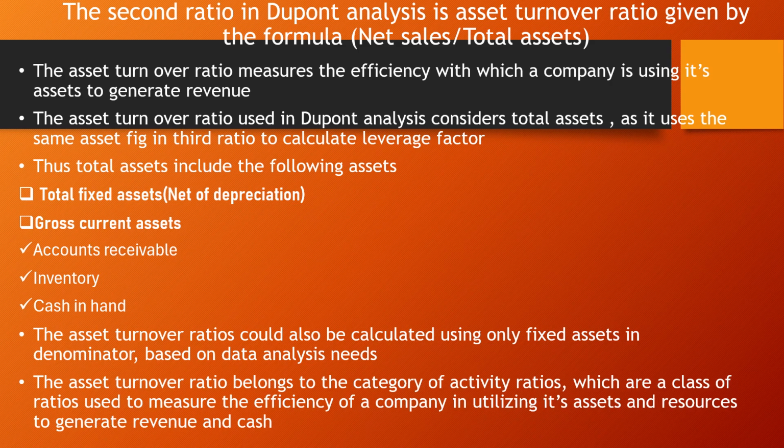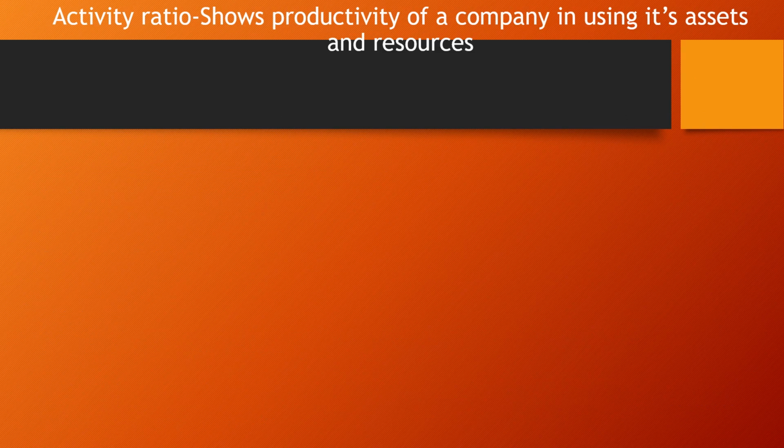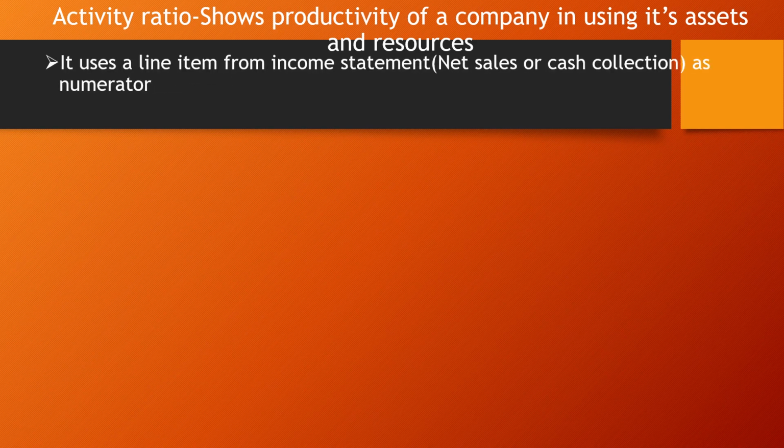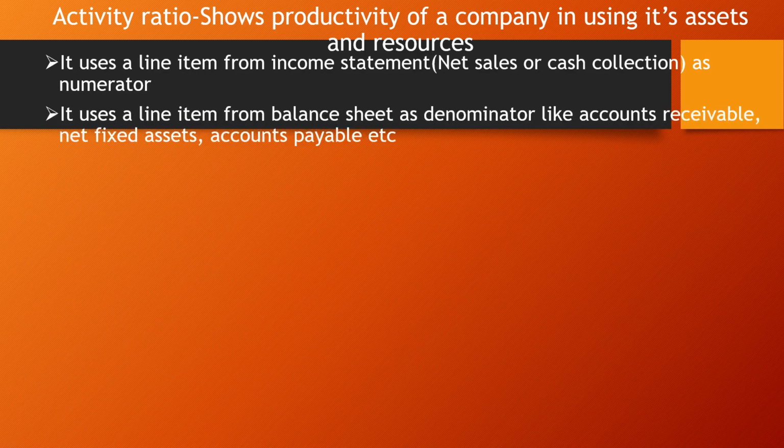The assets turnover ratio belongs to the category of activity ratios, which are a class of ratios used to measure the efficiency of a company in utilizing its assets and resources to generate revenue and cash. Now, what purpose does an activity ratio serve? It shows the productivity of a company in using its assets and resources. It uses a line item from the income statement, that is the net sales or cash collection, as the numerator. It uses a line item from the balance sheet as denominator, like accounts receivables or net fixed assets or accounts payable.